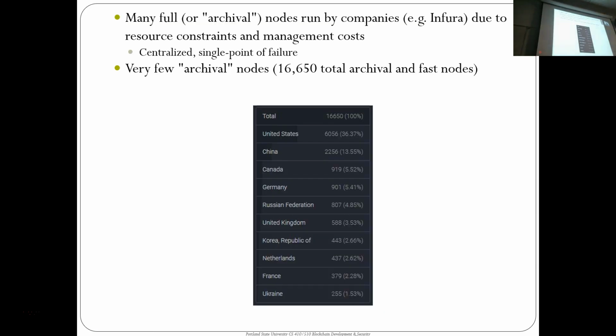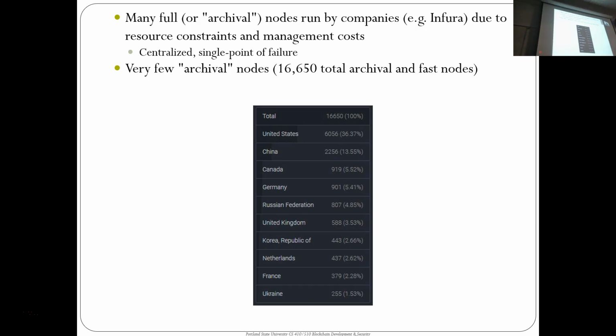Okay, so as it turns out, many of these full nodes are run by companies such as Infura, which just got acquired by someone. I forgot who it got acquired by. Due to the resource constraints and the management costs, these are being run by industry folks. They're the ones who have the money to produce this. This was the opposite of what Bitcoin wanted. Bitcoin wanted anybody to run a node. Here, you do need some resources to run this thing.